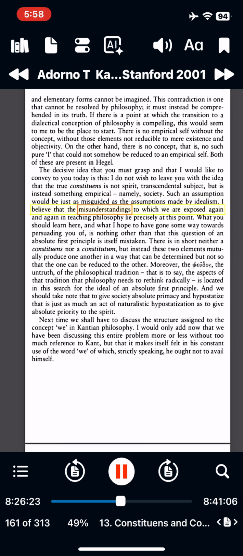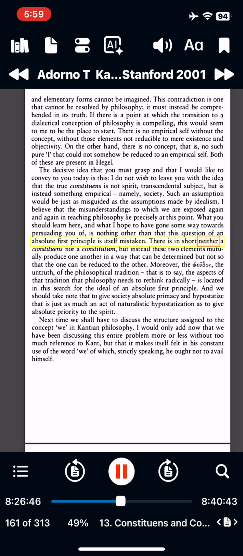I believe that the misunderstandings to which we are exposed again and again in teaching philosophy lie precisely at this point. What you should learn here, and what I hope to have gone some way towards persuading you of, is nothing other than that this question of an absolute first principle is itself mistaken.